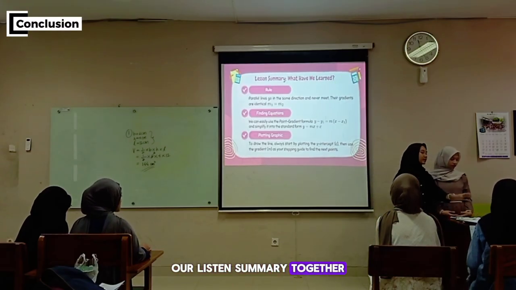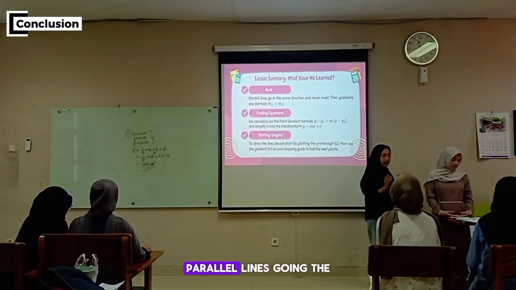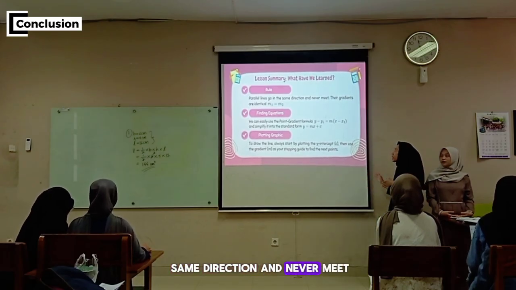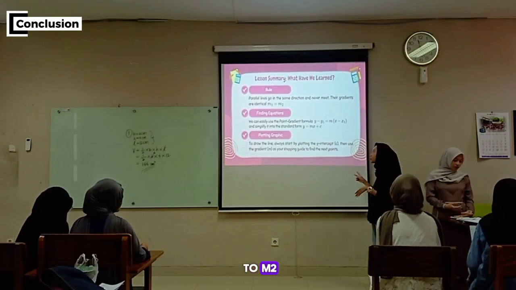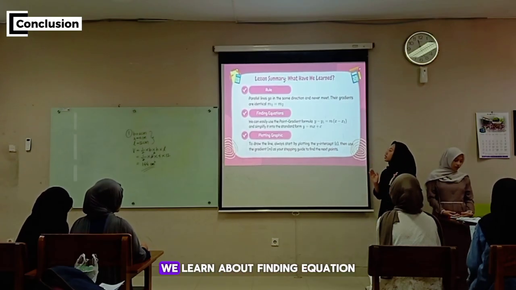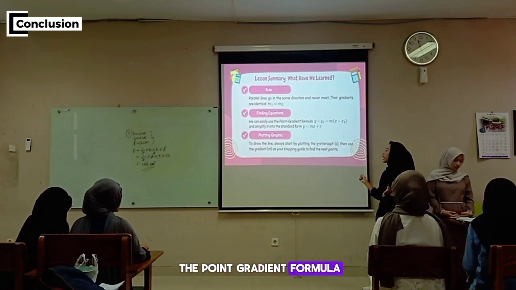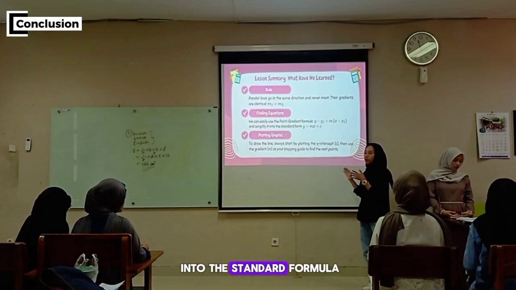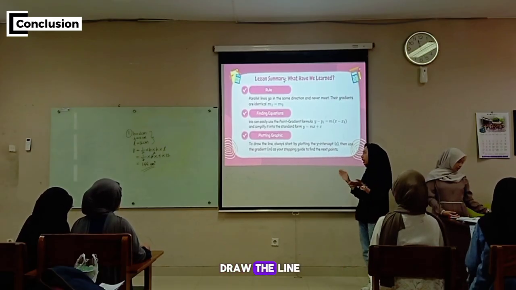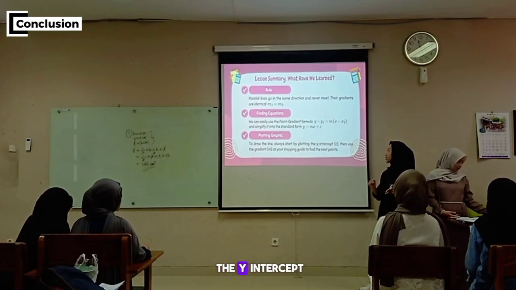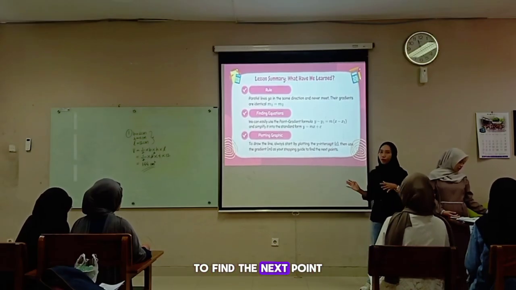Today we learned about the rule: parallel lines go in the same direction and their gradients are identical, or we can say m1 is equal to m2. And then we learned about finding the equation. We can easily use the point gradient formula and then simplify into the standard form. And the last one is plotting the graph. Always start by plotting the y-intercept and then use the gradient to find the next point.